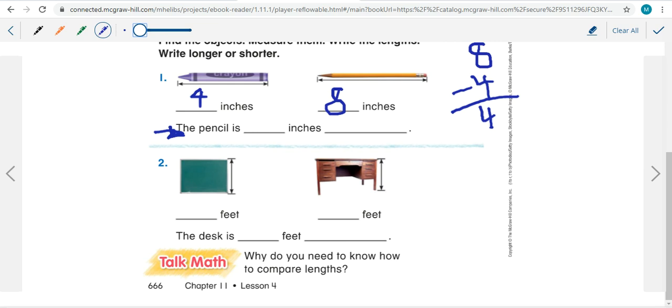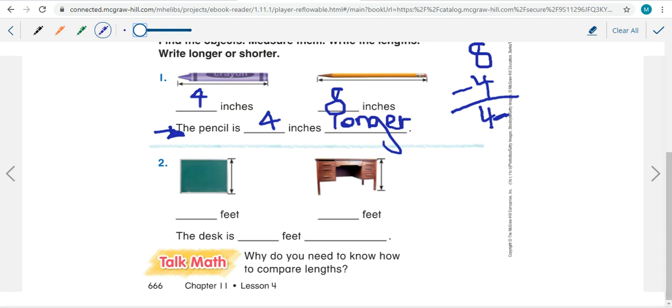Now, the pencil is 4 inches because we're starting with the pencil, and obviously the pencil is longer, so the pencil is 4 inches, which is my answer. 4 inches longer than the crayon.